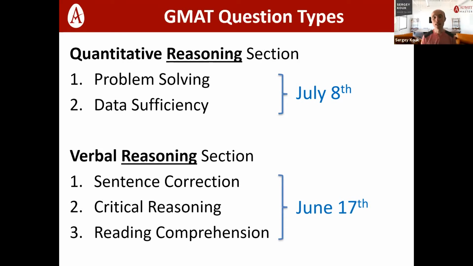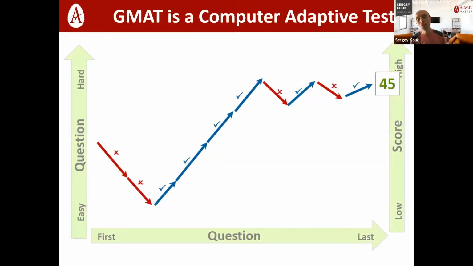Now, what's important to understand about these 2 sections is that they're computer adaptive. So what does it mean to be computer adaptive? Well, what this means is that the test is going to get easier or harder depending on how we do along the test.